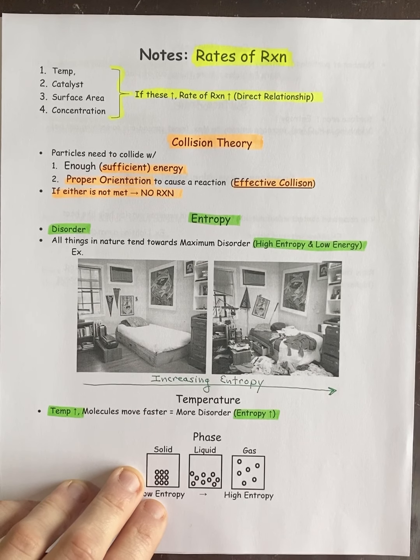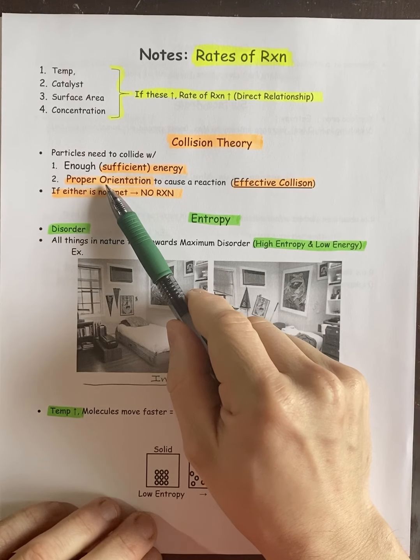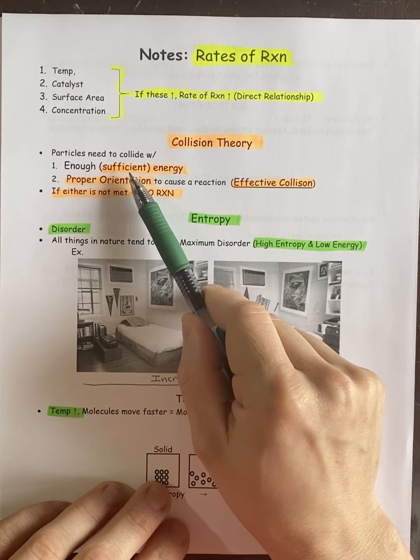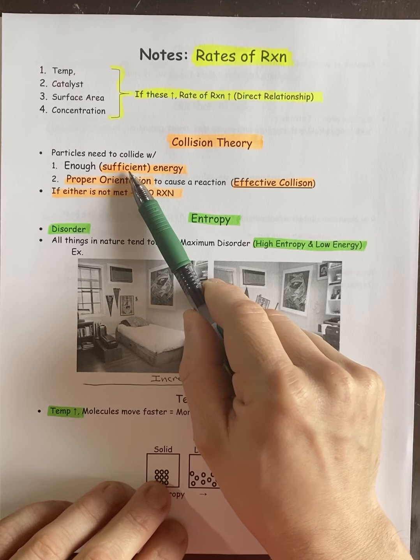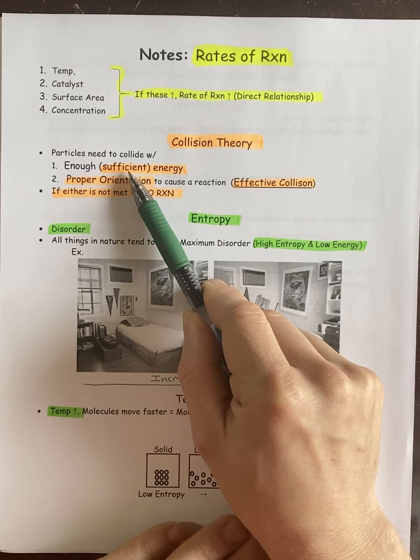So in other words, if two molecules want to react, the parts of the molecule that are going to form the bond have to collide with each other. That's proper orientation. And they have to collide with sufficient energy. We would call this the activation energy from our last video. So they need enough energy to react.